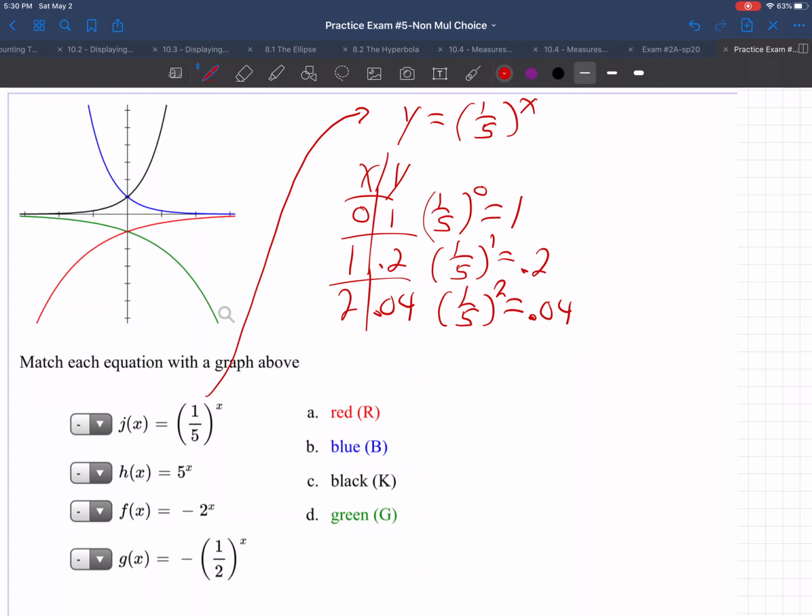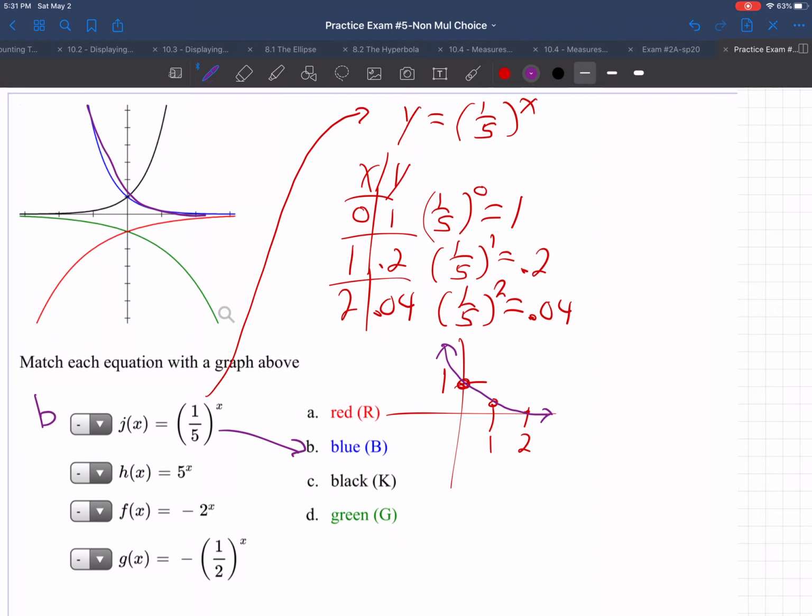So, this graph is going down. Well, what's it doing? Over 0, up 1. And then over 1, up 0.2, over 2, up 0.04. So it's kind of going like this. It's getting down really low to the right. So that's got to be the blue one. See the blue one that's coming down like this? Yeah, that's got to be the blue one. So this is B for blue.